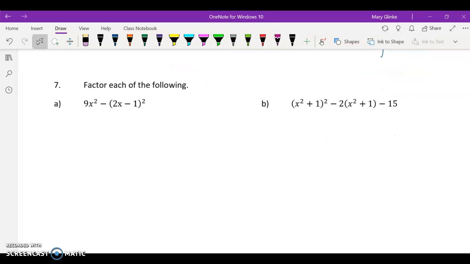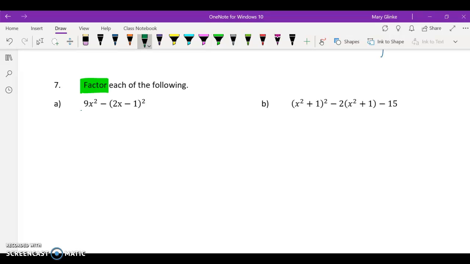For our last two, our goal was to factor, not to solve. So in order to factor, you have to use all of your different methods of factoring. Now, looking at this first one, some people chose to distribute the square to everything and combine like terms, and that does work. However, there is a shorter way.